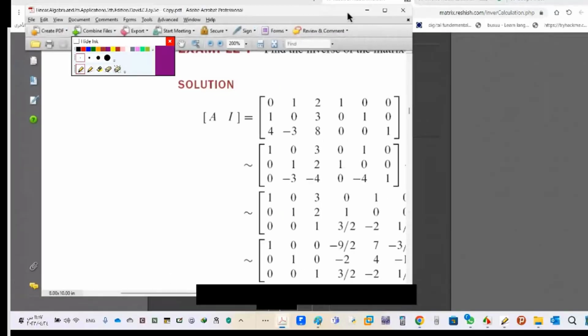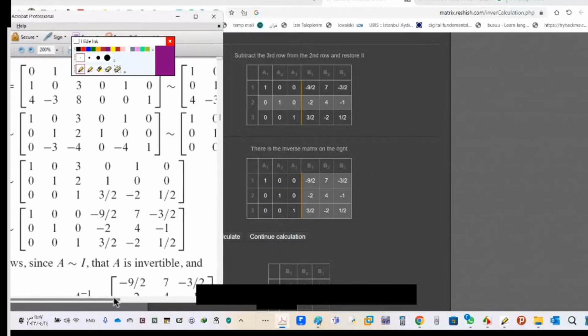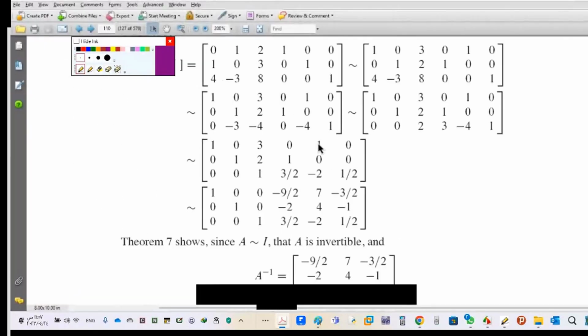Let's compare. What is the inverse? Minus 9 over 2, minus 9 over 2. 7, 7, minus 3 over 2, minus 3 over 2. Minus 2, minus 2. 4, 4, minus 1. 3 over 2, minus 2, and half and half. It's clear. This is a helpful website. It can help you find the inverse in an algorithmic way. It's clear. This is a gift for you. You can use it, for example, here, and check your answer.